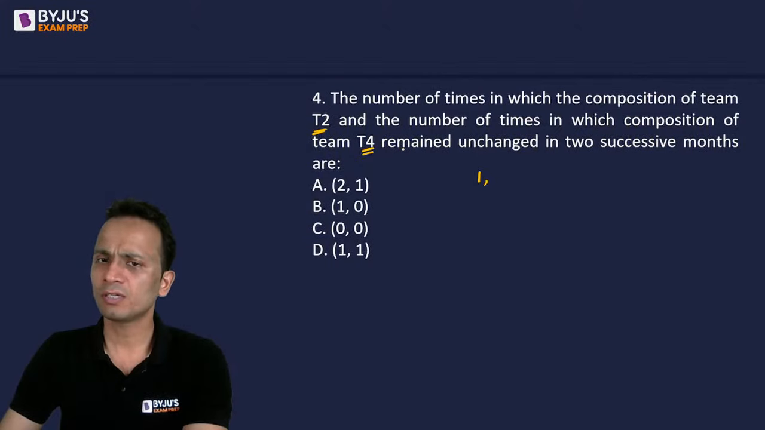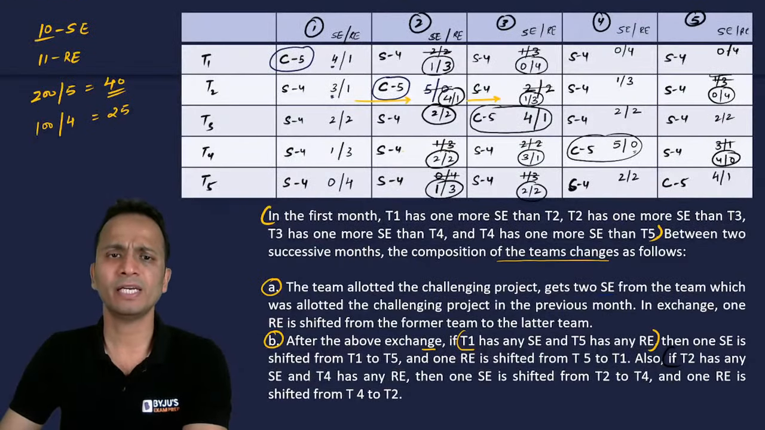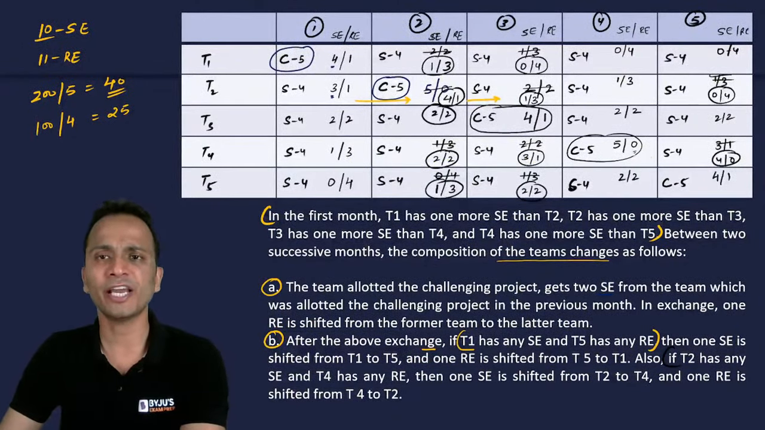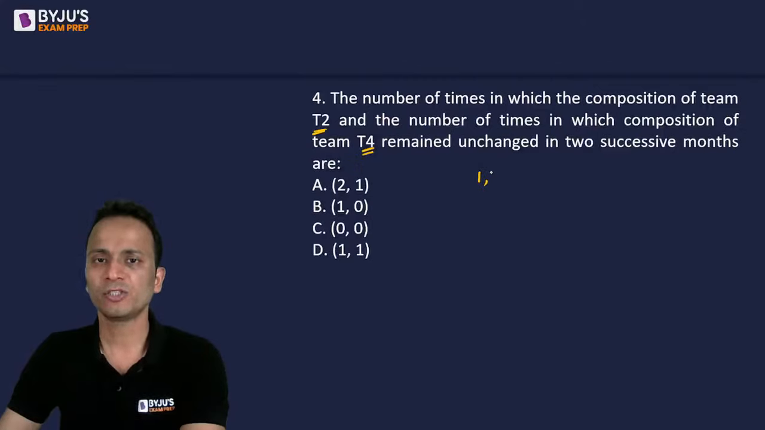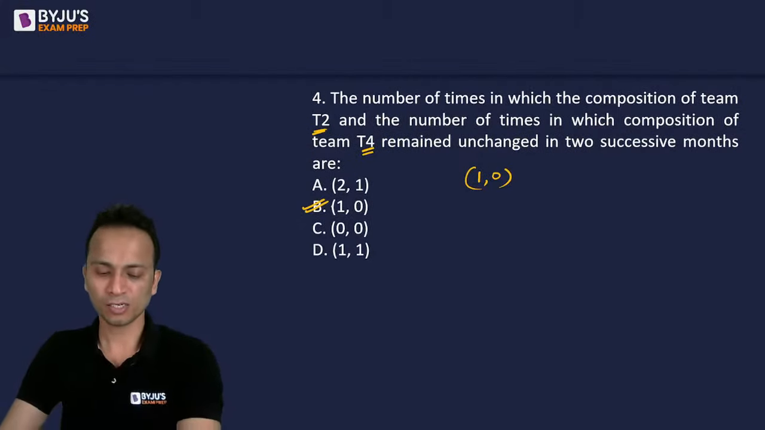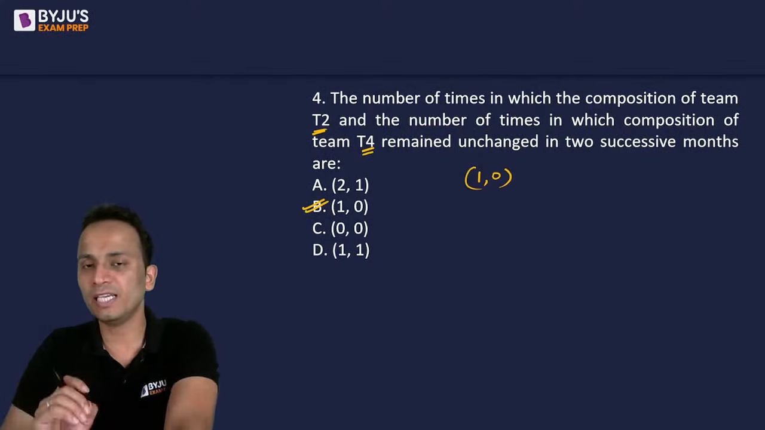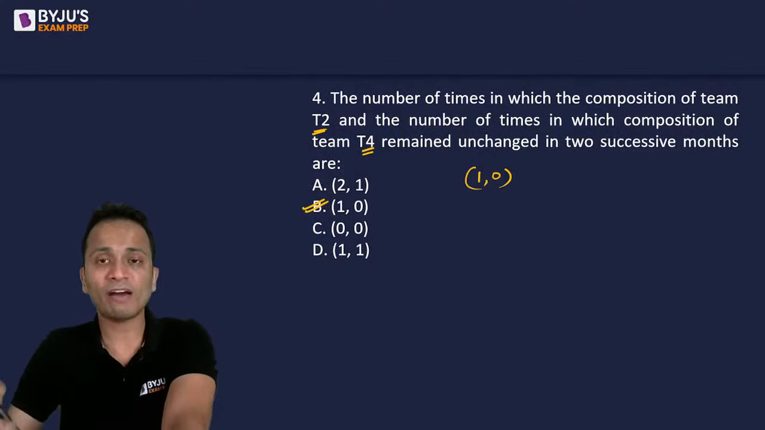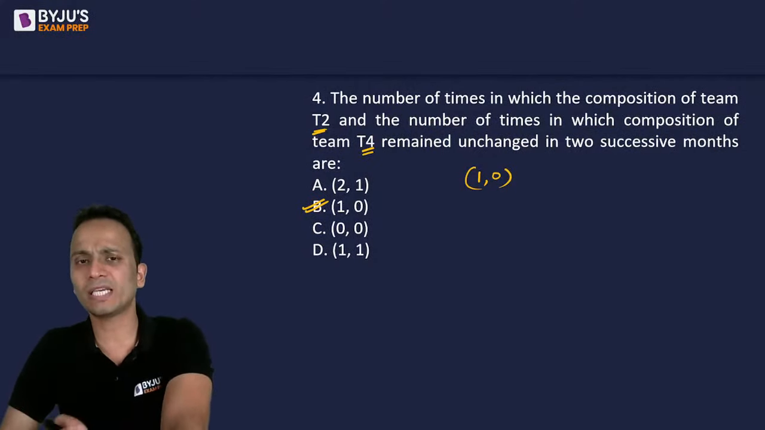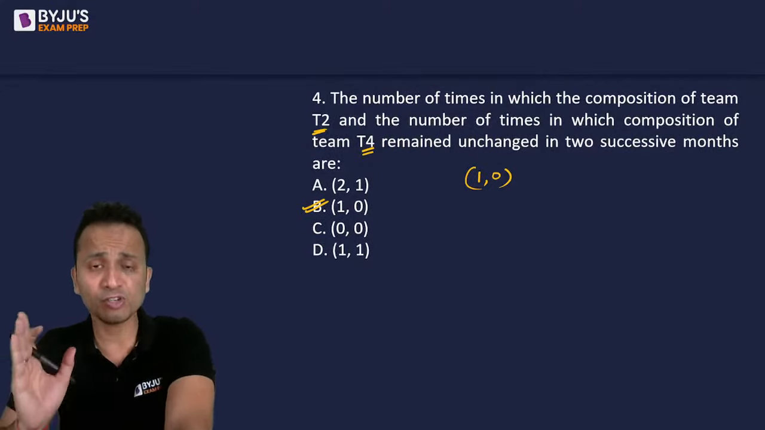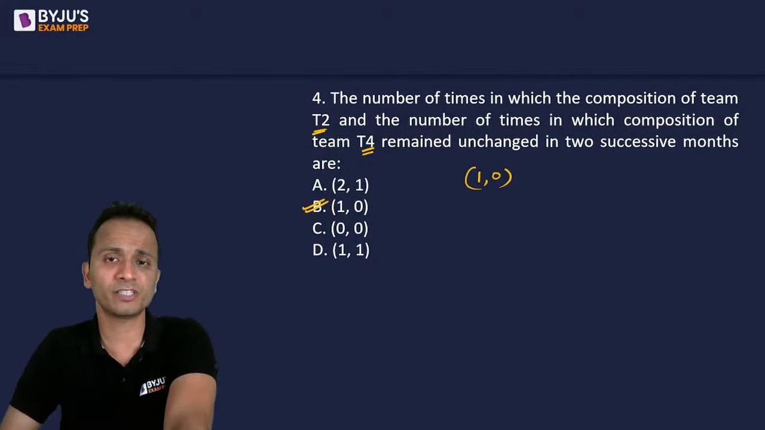For T4, let's see when it has remained unchanged. So 1 to 2 it has changed. It has changed in every month. Okay, so it will be 0. So 1, 0, the answer will be option B for this question. Okay, now this question is difficult, this question is lengthy, I understand that. So what you have to do is look at this question once again. Once this session is over, please visit the recorded session on YouTube.